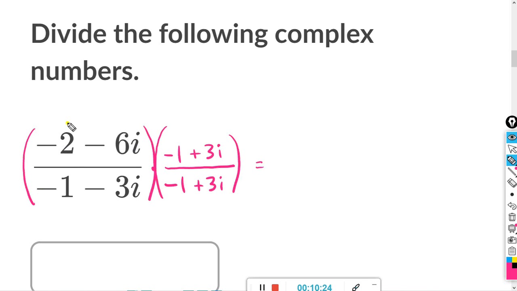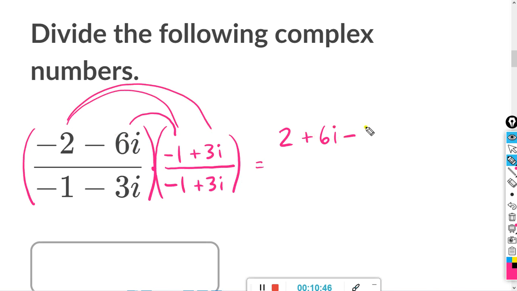Using FOIL, first is negative 2 times negative 1, that's positive 2. Inner is negative 6i times negative 1, that's positive 6i. Outer is negative 2 times positive 3i, that's negative 6i. And last is negative 6i times positive 3i. Negative 6 times positive 3 is negative 18. And i times i is i squared.